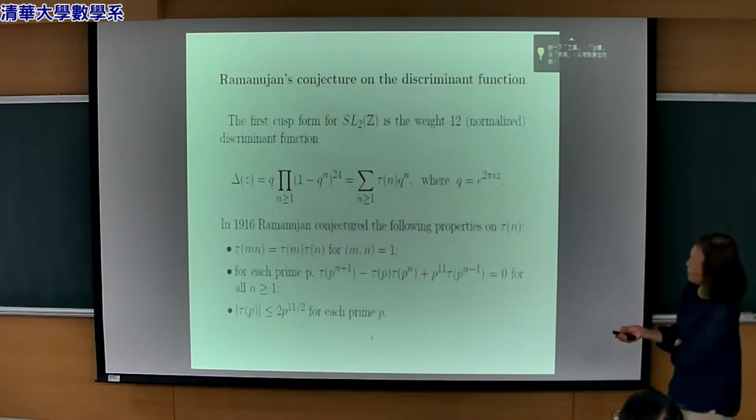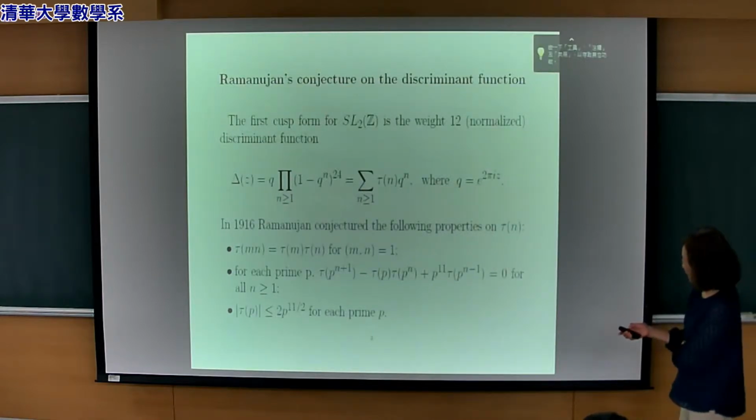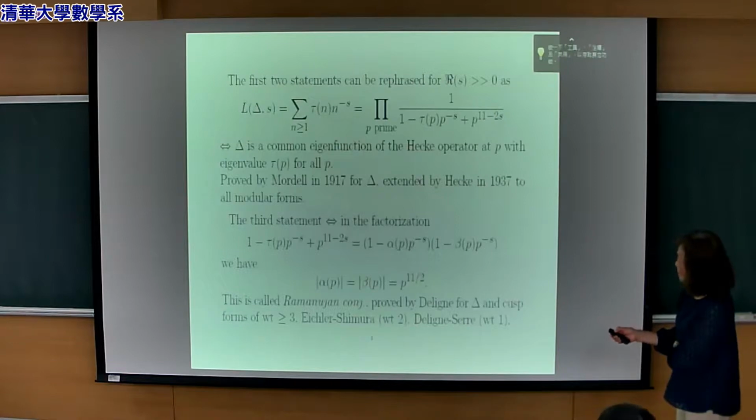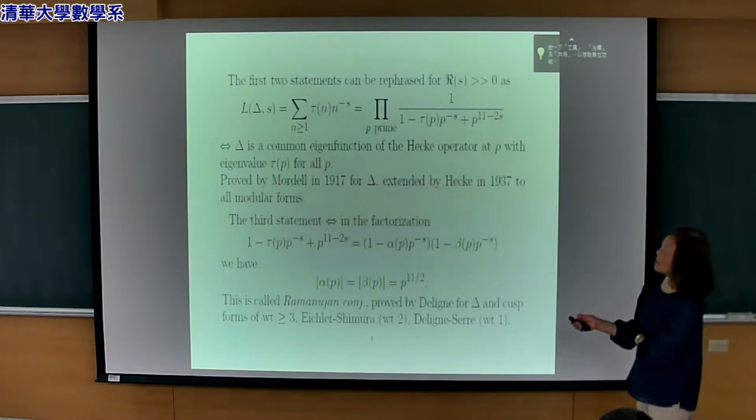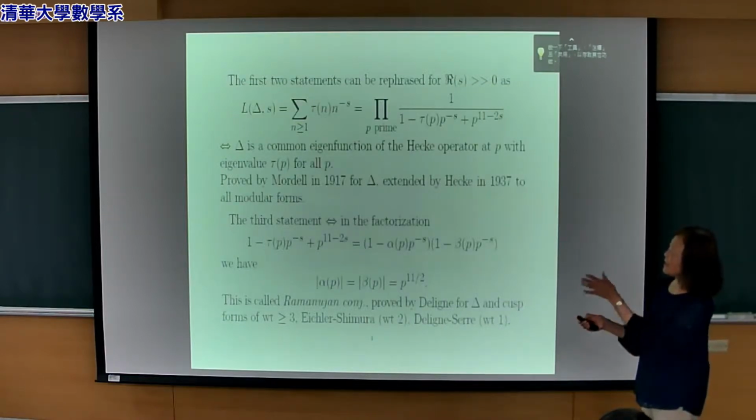So one can reorganize the first two properties in terms of the L function associated to this modular form. Namely, one can take the Fourier coefficients, tau n multiplied by n to the minus s, and sum over all the positive integers. And so this is a Dirichlet series associated to the function delta. It converges for the real part of s sufficiently large. So there's no question about that. So this is a nice holomorphic function on some right half plane.